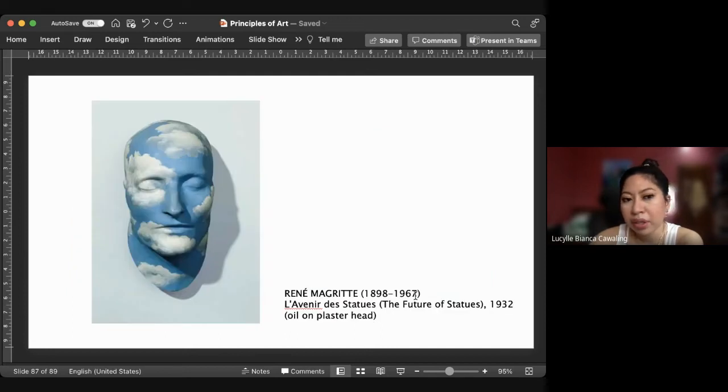And then pattern can also be used as a decoration, just like this one by René Magritte, The Future of Statues in 1932. This is all on plaster head.